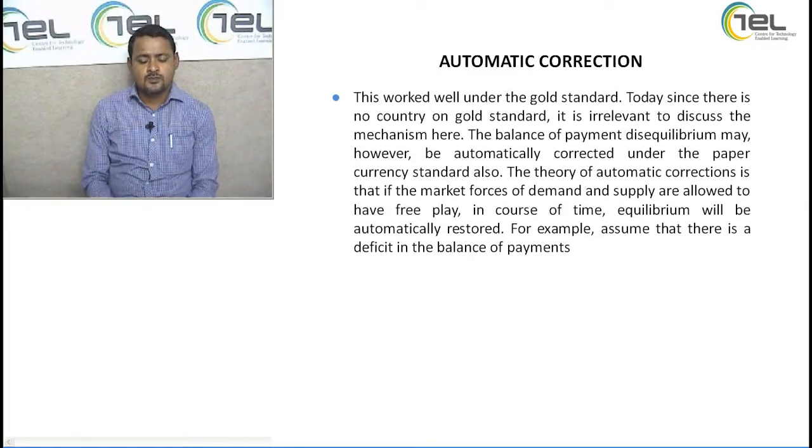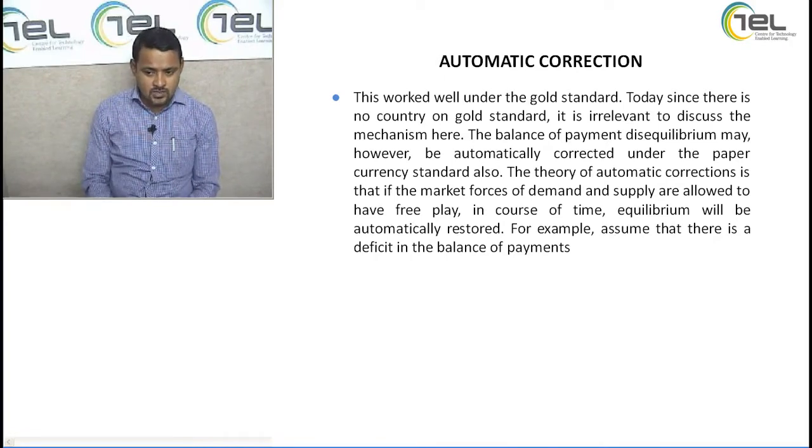The first of these points is automatic correction. This automatic correction mechanism worked well under the gold standard, which was prevalent all over the world before 1973. But the balance of payment imbalances can be corrected to some extent under the paper currency standard also, because the gold standard doesn't exist in most of the countries. The theory of automatic correction is that if market forces of demand and supply are allowed fair play, which means they are not interfered with, automatically the restoration of BOP will happen.